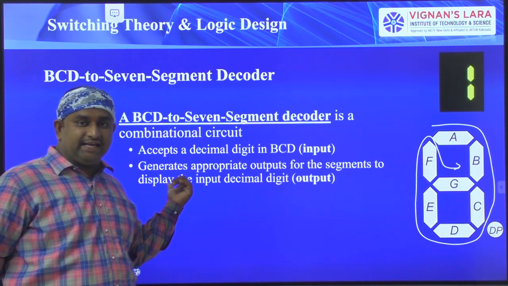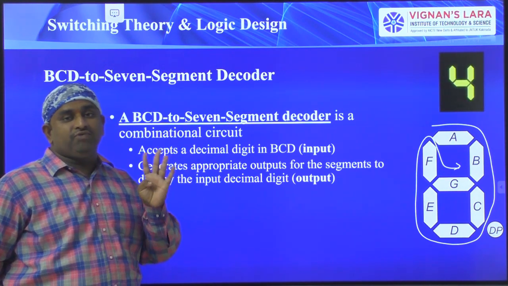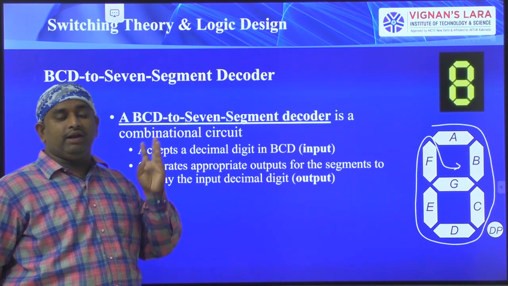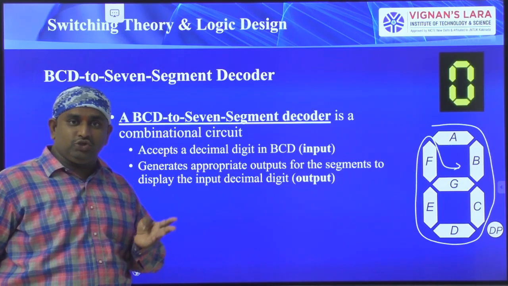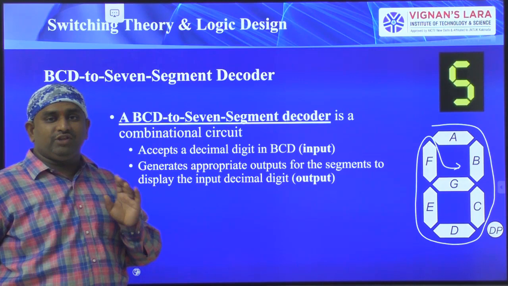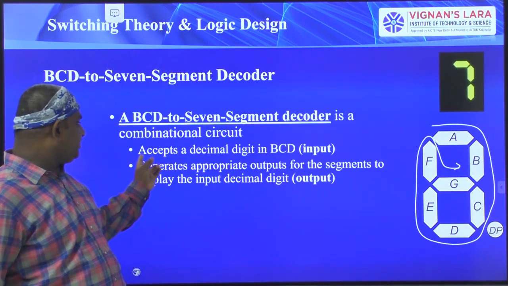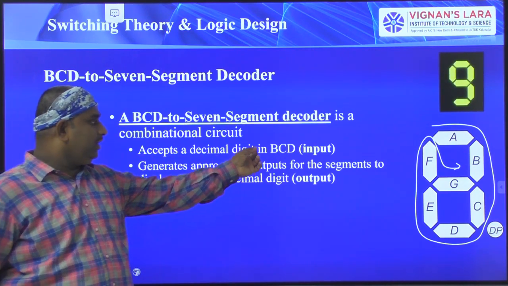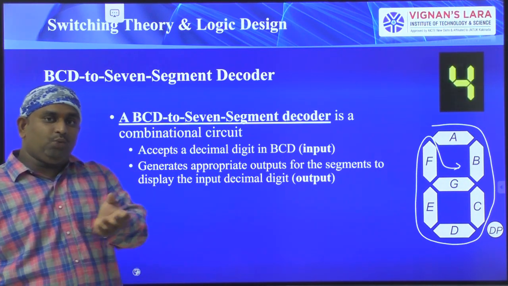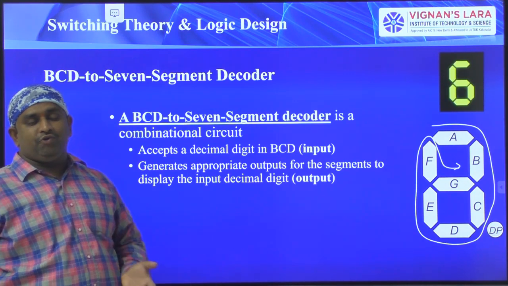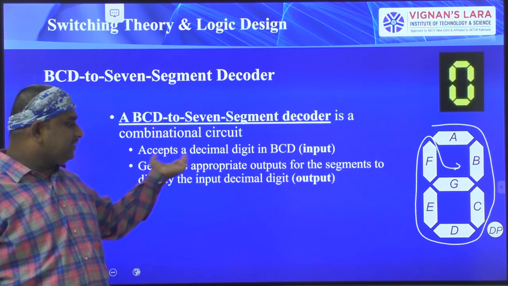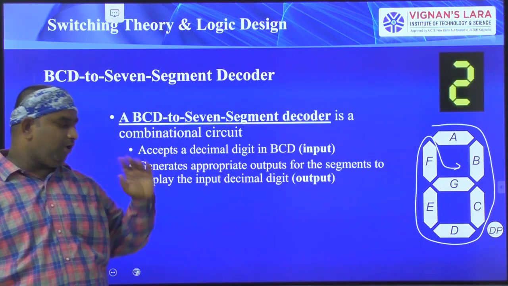That is, it accepts 0000, 0001, 0010, 0011. Like that, it accepts up to 9, which is 1001. The equivalent of 9 in BCD is 1001. After that, 10, it is not accepted. Why? Because it accepts a decimal digit in BCD input. If you want to give 10, it will take 1 separately, 0 separately. So for 10 there is no combination in BCD. It accepts only a decimal digit in BCD form.